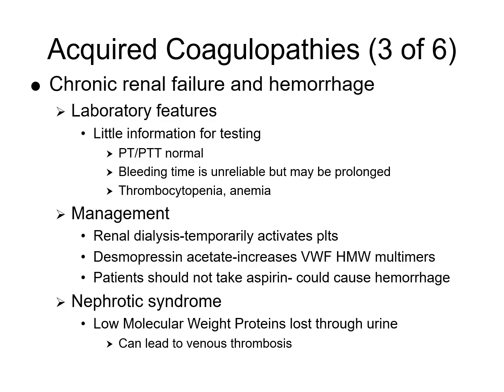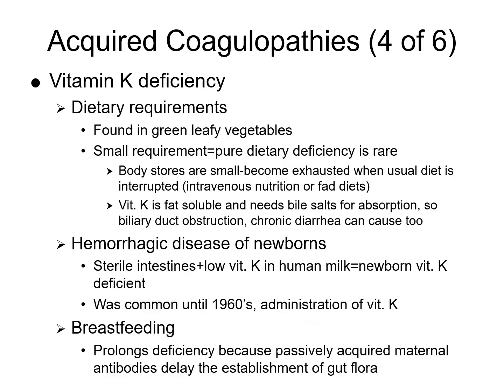So in summary, chronic renal failure leads to bleeding primarily due to platelet dysfunction, not coagulation factor deficiency. Laboratory tests may not actually reflect bleeding risk, so that's where the clinical context is going to be very important. We can do dialysis and desmopressin. These are tools that help for managing bleeding in chronic renal failure. And for nephrotic syndrome, this shifts the risk from bleeding to thrombosis due to urinary loss of those natural anticoagulants.